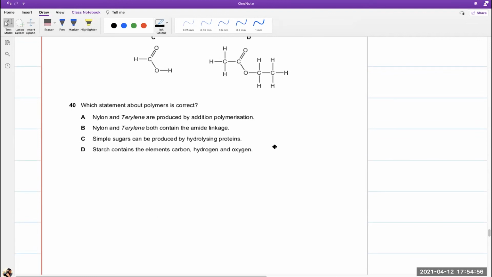Last question, which statement about polymers is correct? Nylon and terylene are produced by addition polymerization. No, they are produced through condensation polymerization because they have linkage in it. Anything that has linkage is a condensation polymer. Nylon and terylene both contain the amide linkage. Actually, it's nylon and protein. And terylene and fats have ester linkage. याद करना है, याद करना है.